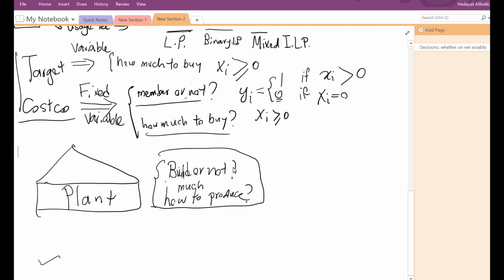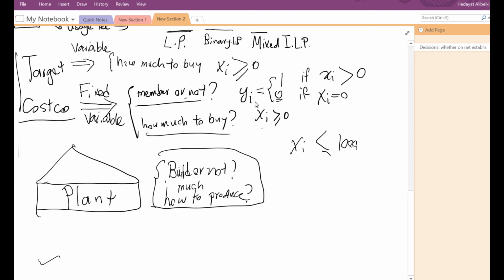And then these two decisions have to be connected. So before you build, you won't be able to produce. If you don't build, the amount of production would be 0. So you have to make sure that these two are connected. Let me go back again here. So xi and yi, the way we connect these two is that, for example, xi can be less than 100 units.